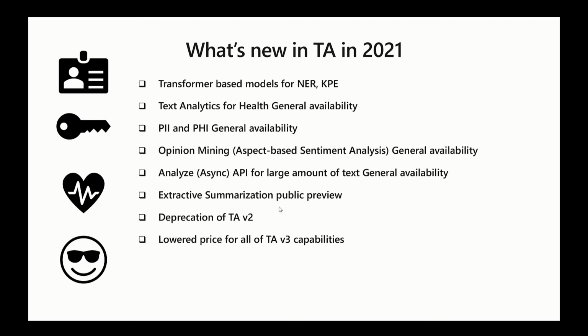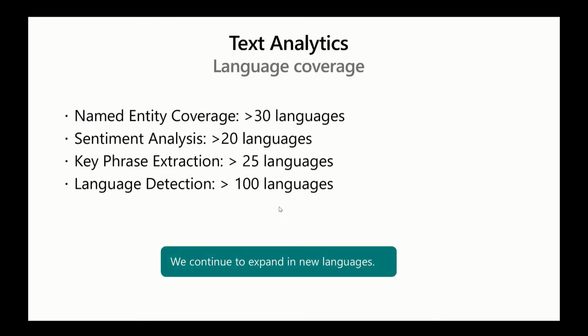And then we launched Extractive Summarization as public preview in August. So a rich set of features basically, and then we lowered our pricing and deprecated the older version of the API as part of our product lifecycle. So, text analytics are used across the globe, so we have to support many languages, and we continue to expand this list. So as you can see, anywhere from 20 to 100 languages are supported across these offerings.